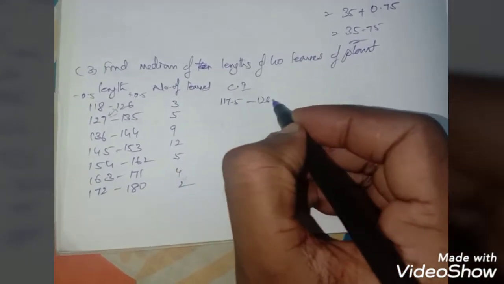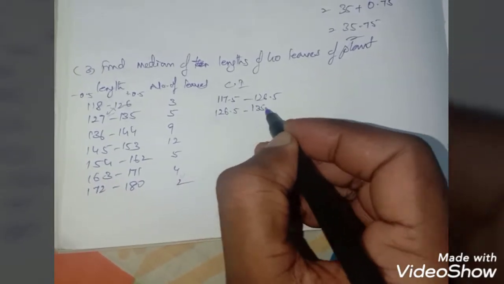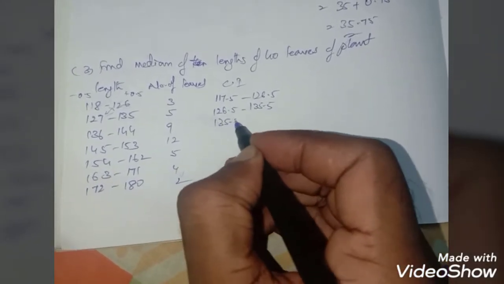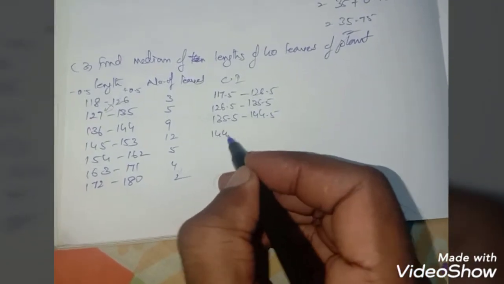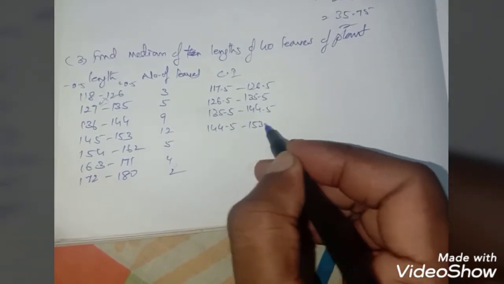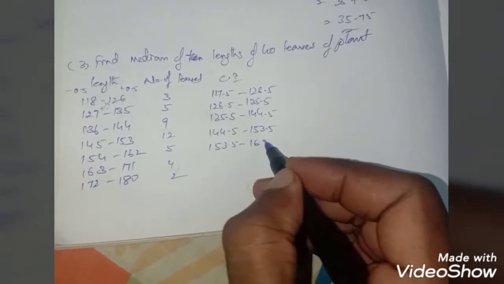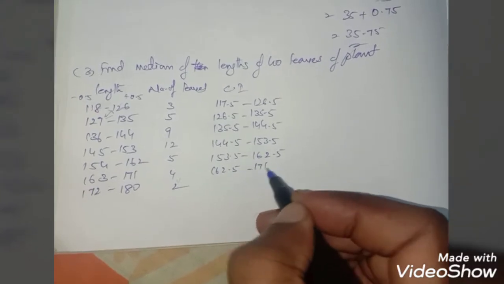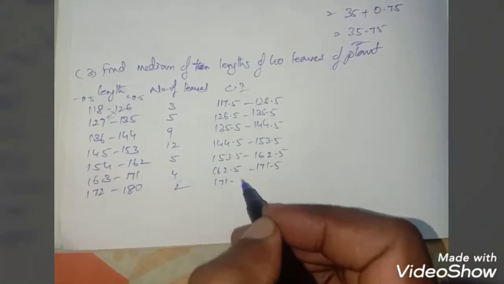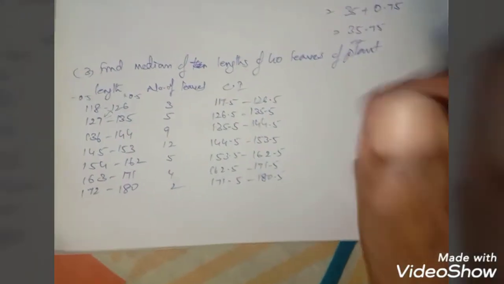So I can write the class intervals as 117.5 to 126.5, next 126.5 to 135.5, next 135.5 to 144.5, next 144.5 to 153.5, next 153.5 to 162.5, next 162.5 to 171.5, next 171.5 to 180.5. So like this we have removed our difference.